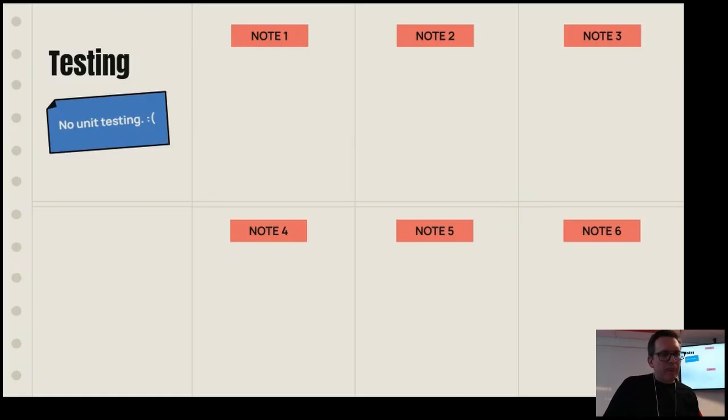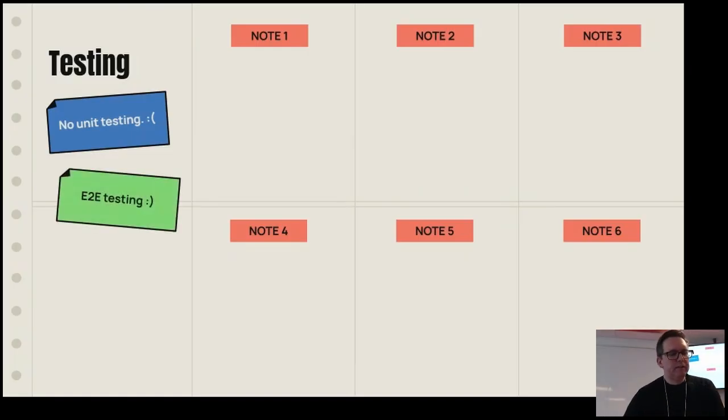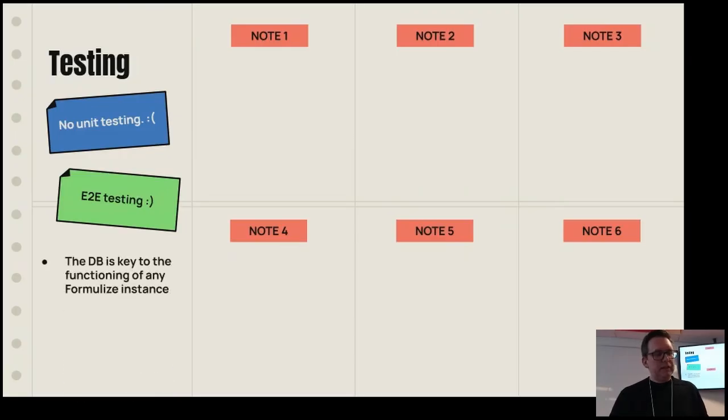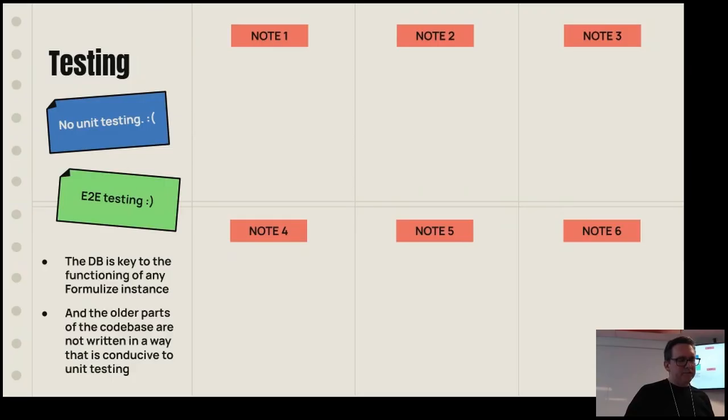Testing. No unit testing, sorry. Lots of E2E testing though, and it's actually getting fairly slick what we can do. Because the database is key to formalized functioning, unit testing any significant behavior of the application is a challenge. You could unit test all kinds of little functions, but because it's legacy code, some core parts of the system are not little functions. They're very big, ugly things. That's getting better, but the older parts of the code base are not written in a way that's conducive to unit testing.